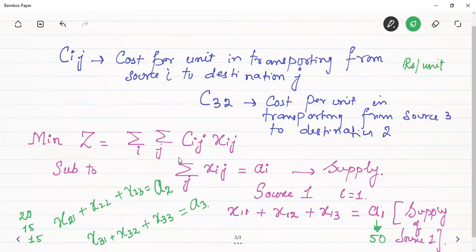Okay, so the general way of writing this constraint is what? This summation of xij. Okay, j can take value from what? Here it can take value from 1 to 3. अगर 4 destinations होते, j could have taken the value from 1 to 4. Okay, therefore I have simply written here j. Okay, and this constraint will be different for different sources.